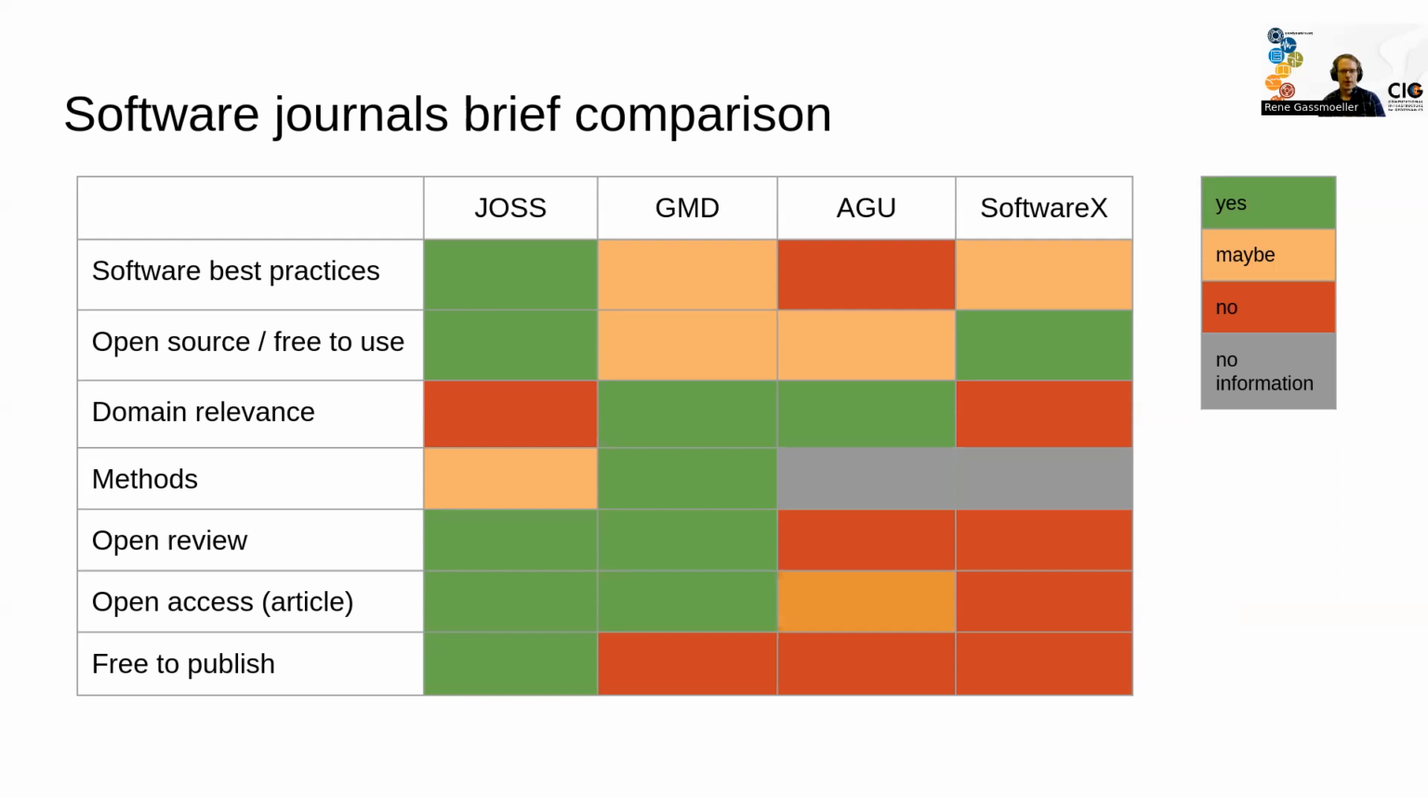JOSS and GMD are open access. AGU depends on the journal. SoftwareX is not open access. And one of the attractive features, of course, of JOSS is that it's free to publish, because they do not contain any paid staff, and they keep their operating costs extremely low, which they describe on their website how they do that.